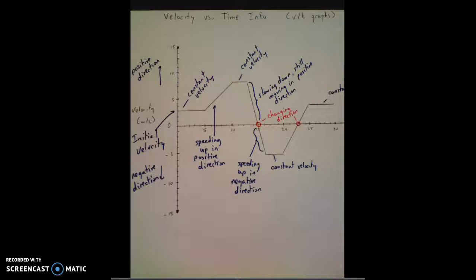Now the line levels off, and that's indicating it's moving at a constant velocity in the negative direction. And now, as we go back towards the x-axis, the magnitude is decreasing, so it's slowing down, but it is still moving in the negative direction because we have a negative value. At this point, we cross the axis, indicating that the object has changed direction, is now moving in the positive direction, and the value is increasing, so it is speeding up, finally leveling off at a constant velocity in the positive direction.